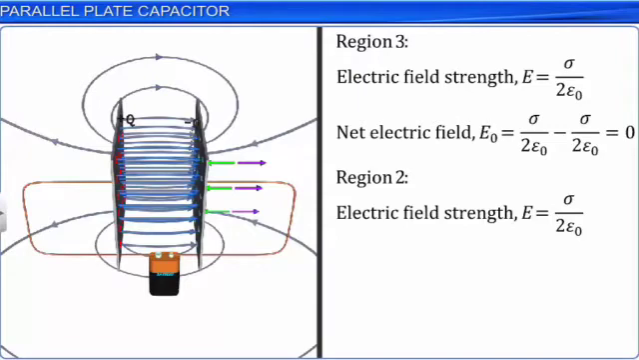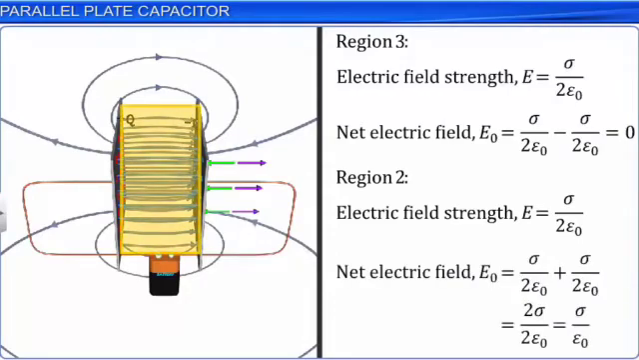The region 2, which is in between the plates, has two electric fields of equal magnitude, sigma by 2 epsilon naught, which are both pointing towards the right. Hence, in the region 2, the net electric field strength E naught is equal to sigma by 2 epsilon naught plus sigma by 2 epsilon naught. On simplification, we get E naught is equal to sigma by epsilon naught. Let this be equation 3.